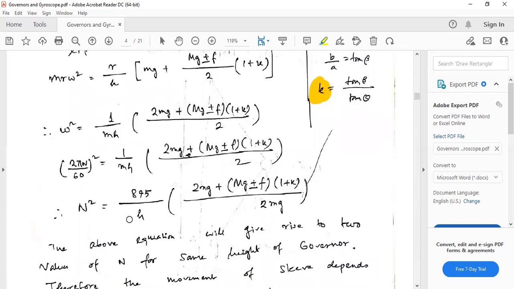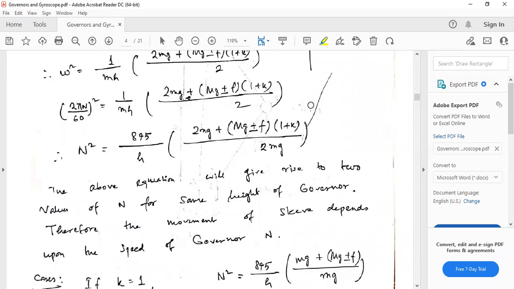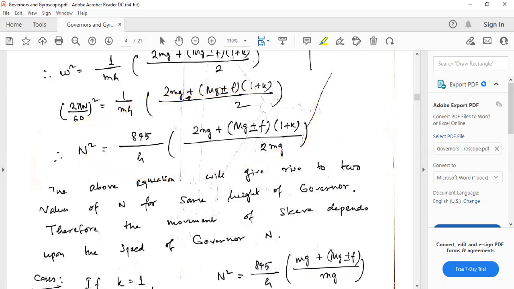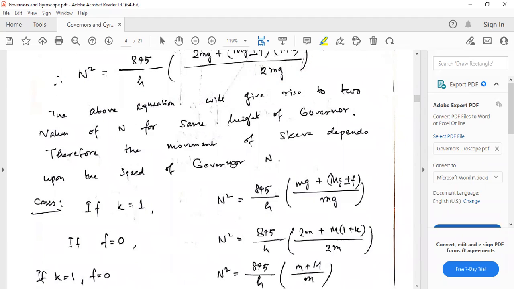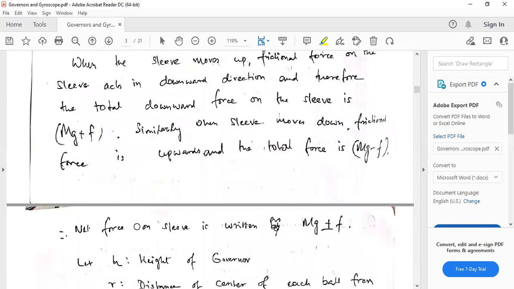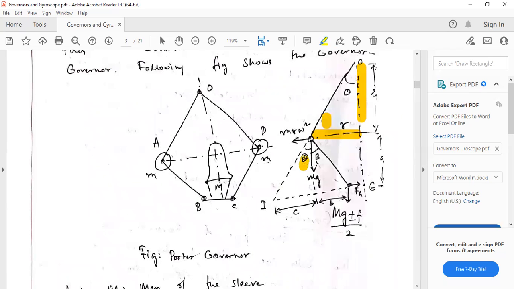At the end, in place of omega we have written 2 pi n by 60, and we have derived this later on. When you calculate, we will get n square equal to 895 by h. So here three things can take place, three conditions. When k is 1, k will be 1 when these two angles are the same.